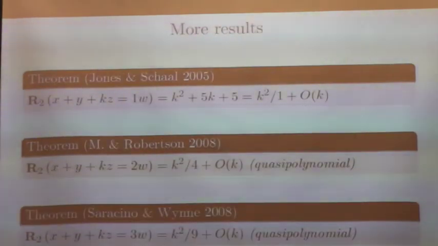A couple more examples, and these examples come together, which explains this one coefficient here. Because if you look carefully, all of these have a similar pattern. So x plus y plus kz equals 1w is basically k squared over 1. Here, if I change this to a 2, it's k squared over 4. Here, if I change it to a 3, it's k squared over 9.